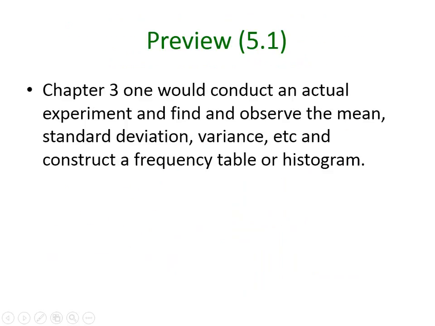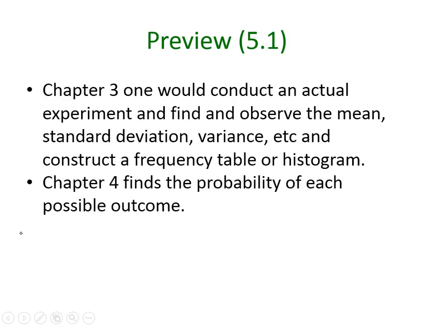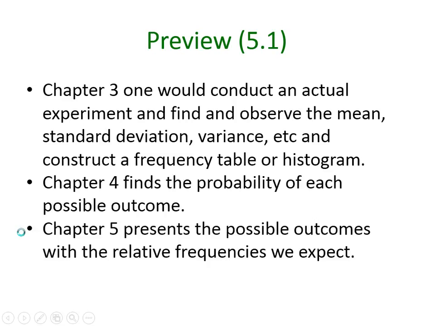So in Chapter 3, one would conduct an actual experiment and observe the mean, standard deviation, variance, and so forth. And then you can construct a frequency table or histogram. Chapter 4 finds the probability of each possible outcome. And now in Chapter 5, we present the possible outcomes with the relative frequencies we expect.